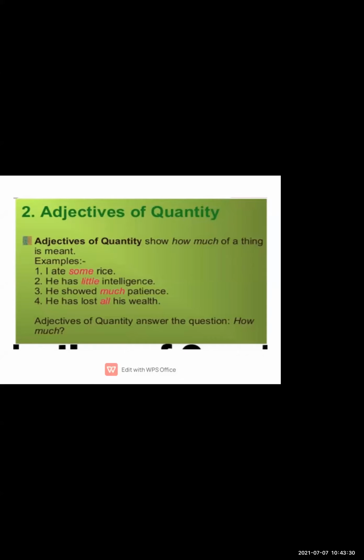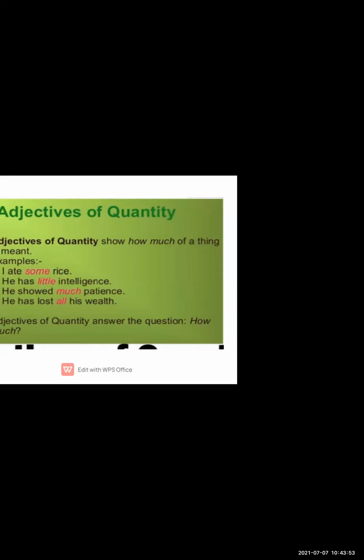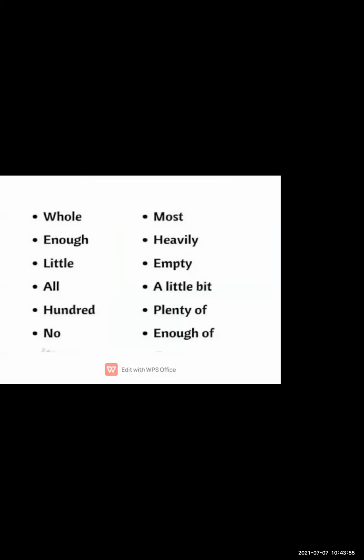quantity. I ate some piece of ice cream. I ate some piece of cake. So, does "some" describe a perfect measurement? No. The word "some" does not show a perfect measurement. So this kind of words comes under the adjective of quantity. For example, I want some water. Some does not show a perfect measurement.